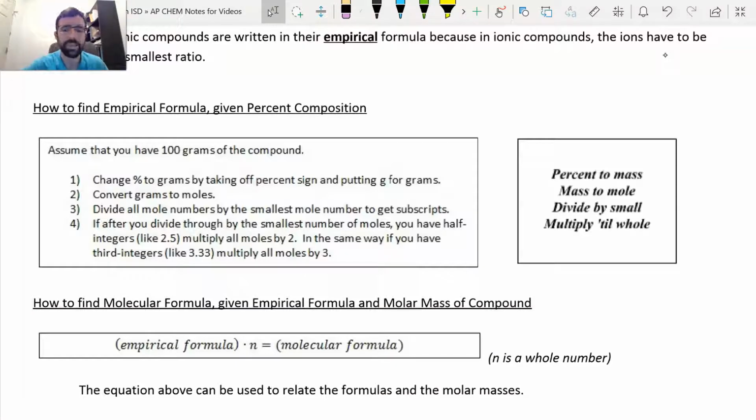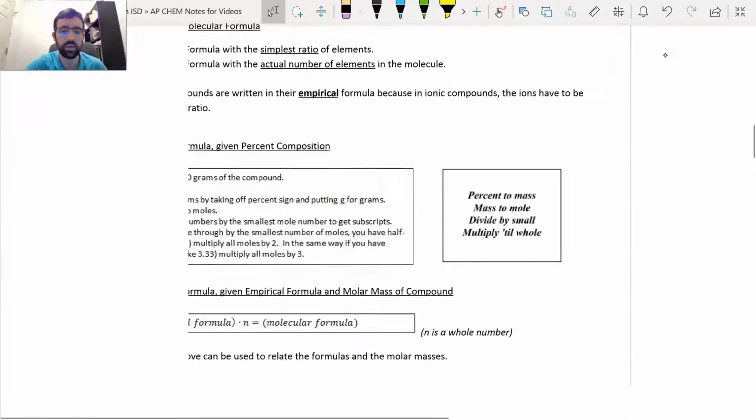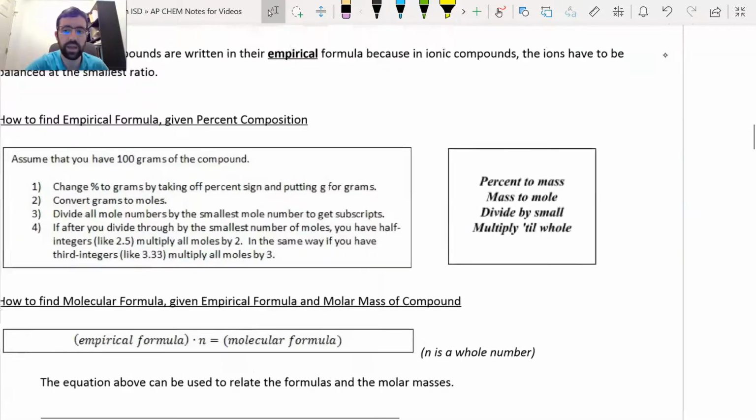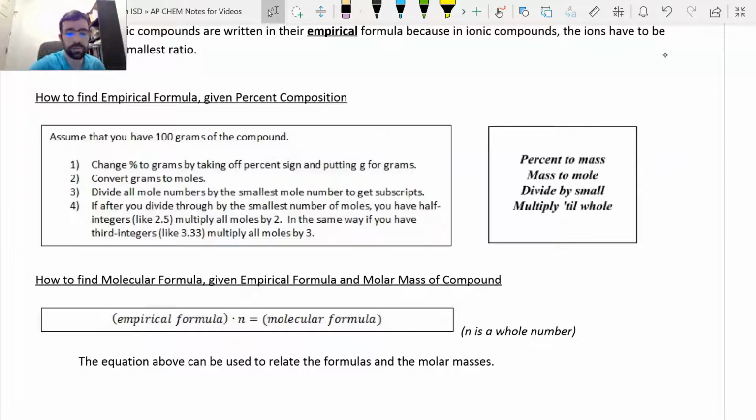But there's a lot of steps here. I think that the easiest way to remember it is this poem here on the right-hand side. Percent to mass, mass to mole, divide by small, and multiply till whole. It's just an easy way to remember the steps, and we'll go through and remind ourselves what they mean. Once you find the empirical formula, you can find the molecular formula as long as you know the molar mass, because the empirical formula has to be multiplied by some whole number to come up with the molecular formula. Again, we'll do some examples. Hopefully that'll ring a bell.